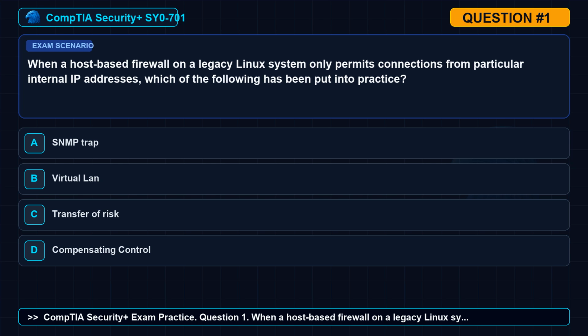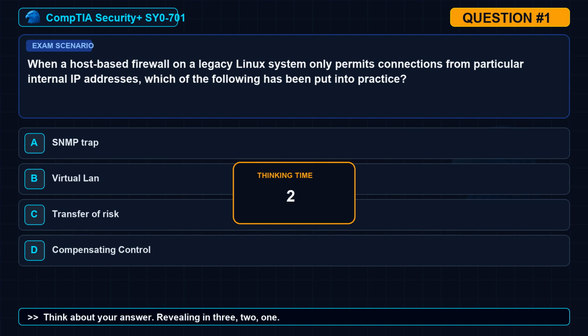Question 1. When a host-based firewall on a legacy Linux system only permits connections from particular internal IP addresses, which of the following has been put into practice? Here are the options. Option A, SNMP trap. Option B, virtual LAN. Option C, transfer of risk. Option D, compensating control. Think about your answer. Revealing in 3, 2, 1.